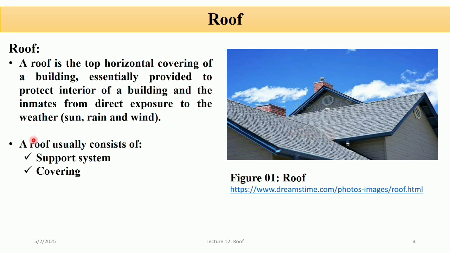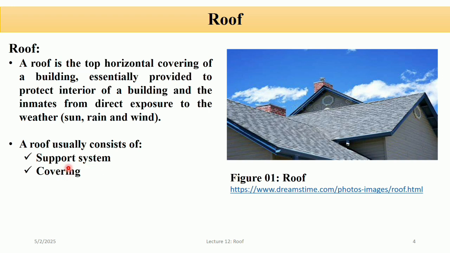Typically, a roof consists of two main components. One is the support system, and the other one is the covering. The support system is the structural framework that bears the load of the roof. It transfers the weight of the roof safely to the building wall and foundation. Common materials for the support system include wood, steel, or reinforced concrete. Examples of support systems are beams, trusses, and rafters.